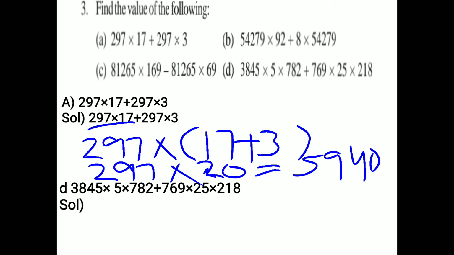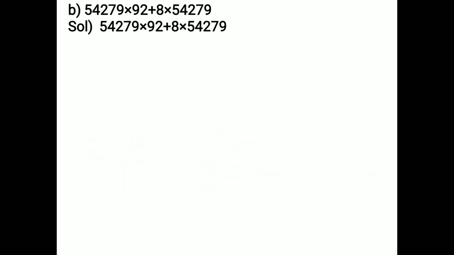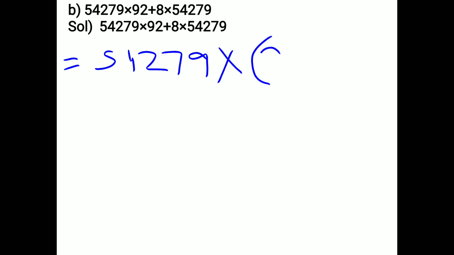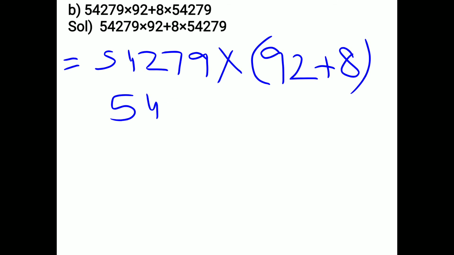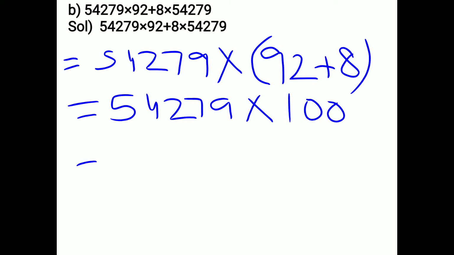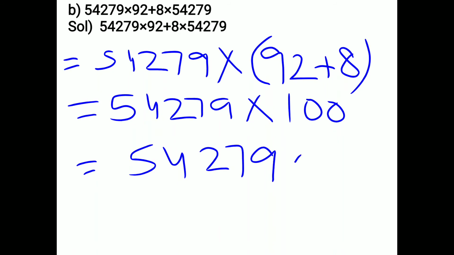Now D part, see. D part we do later on. Firstly we do B part. Now B part, see. Which number is common? 54279 is the common number. Then you put bracket, multiply, then you write 92 plus 8. So 54279 into 100. So the answer comes 5427900.